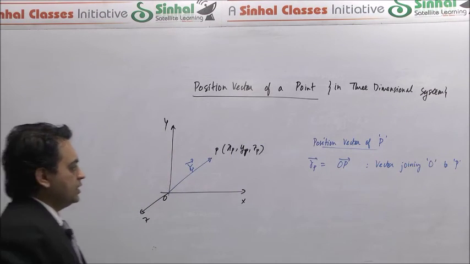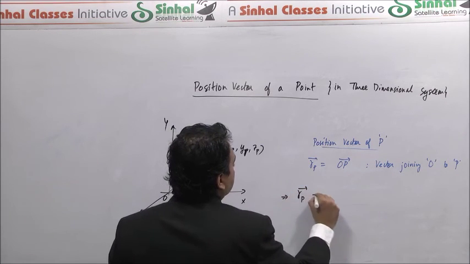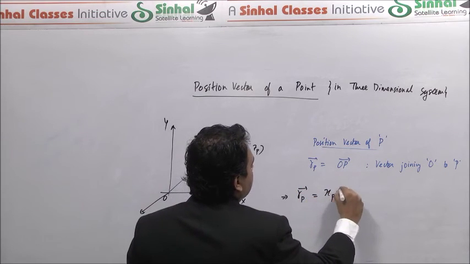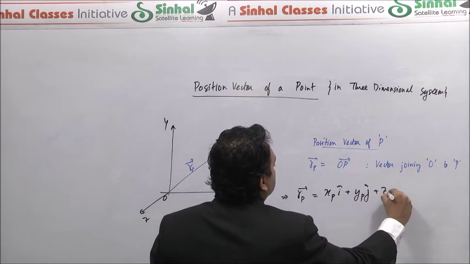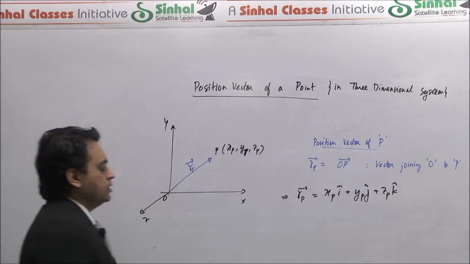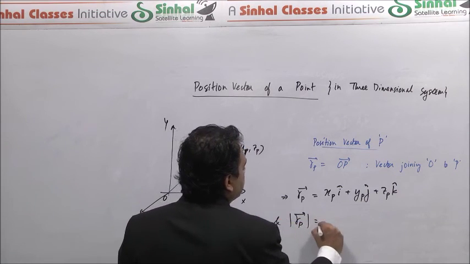Now we can quite easily understand that the vector Rp in terms of the coordinates of the point would be nothing but xp i cap plus yp j cap plus zp k cap, and its magnitude therefore would be given by the square root of xp square plus yp square plus zp square.